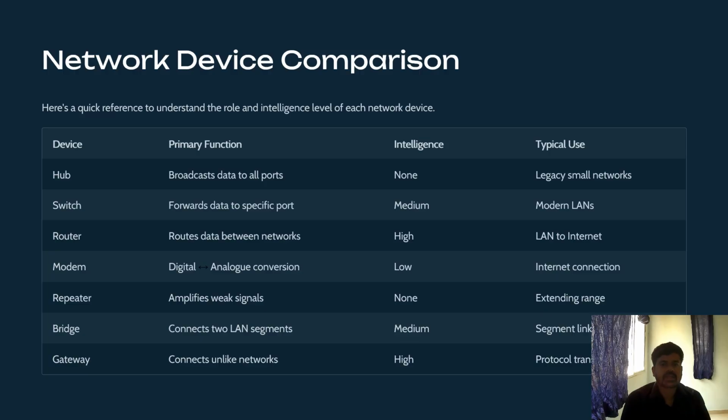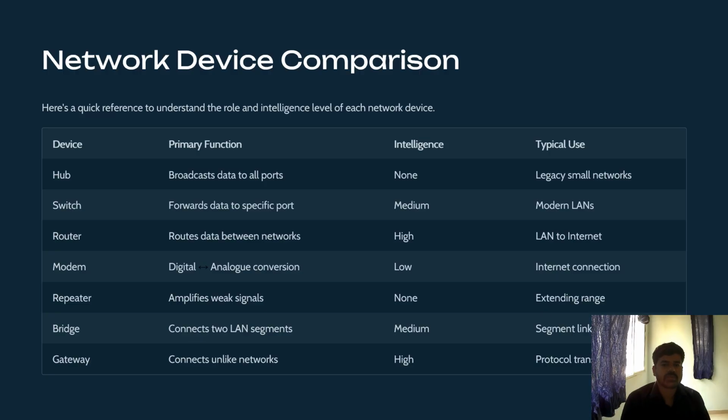And it is not intelligent, and it is rarely used today. Next is switch. Switch works at layer two in the OSI layer, data link layer. It uses MAC addresses and sends data only to the specific device. It is faster, smarter, and commonly used in LAN networks.